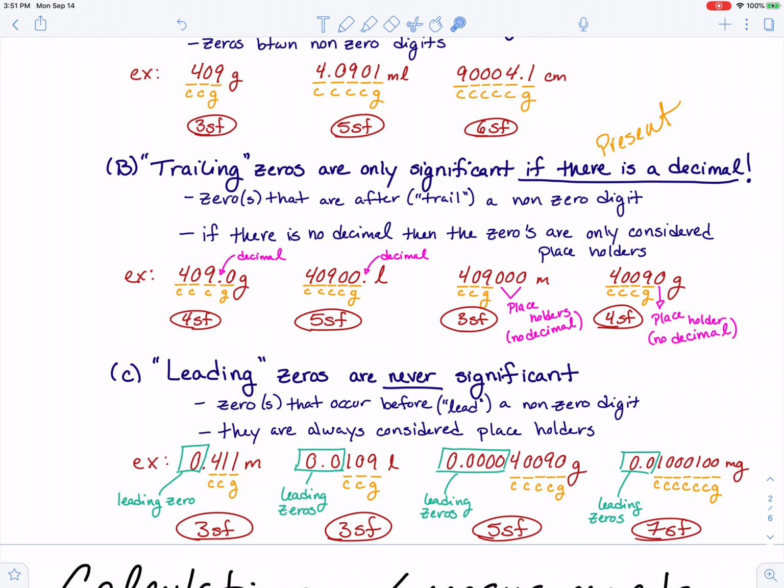All right, so here is my last one. I have something that measured 40,090 grams. So again, I have a 0 that's trailing the 9, but there's no decimal. So because there's no decimal, that 0 is considered not significant, and it is only a placeholder, and this number only has 4 sig figs.